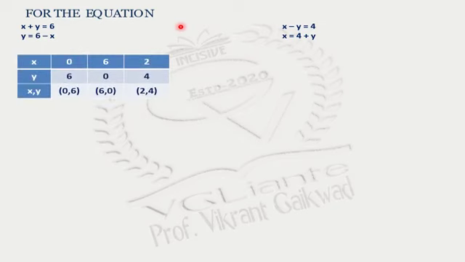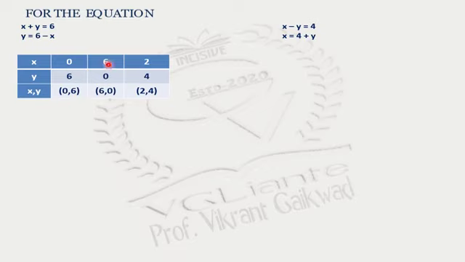Now for the first equation, you'll prepare the table. Here you have changed the position of x, so you'll substitute the values in place of x. You can substitute any value. Here I've substituted 0, 6 and 2. Once you substitute x as 0, the equation would be y equals 6 minus 0, that is 6. So the value of y equals 6, and you get the first point as 0, 6.